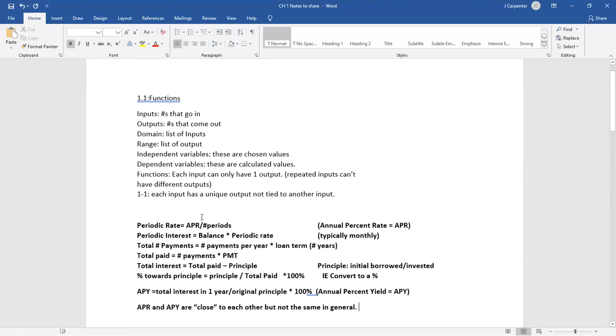So periodic rate, take the annual rate divided by the number of periods. Periodic interest, take the balance times the periodic rate. Total number of payments, that's the number of payments per year times how long you borrow in years. The total paid is the number of payments times the payment. Total interest is the difference of total paid and principal.